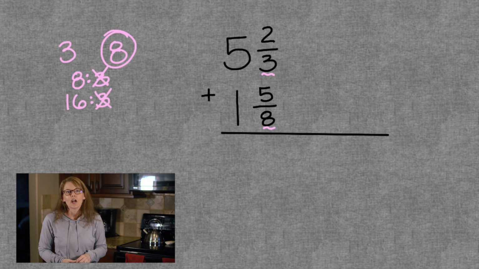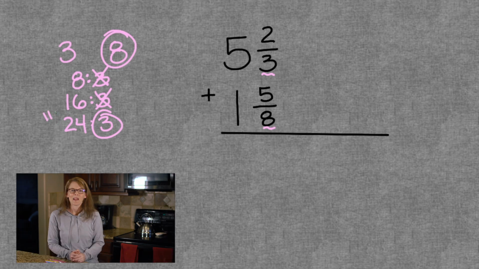No again. Go up by 8. 16 plus 8 equals 24. Does 3 go into 24? Yes, I declare our winner 24. Going back to our original problem up here, draw some nice arrows over, copy the whole numbers over, 5 and 1 here. Draw your fraction line and put our common denominator of 24 under both.